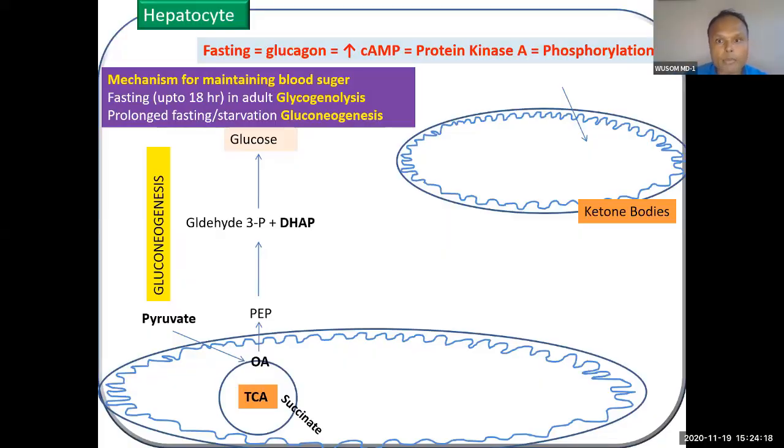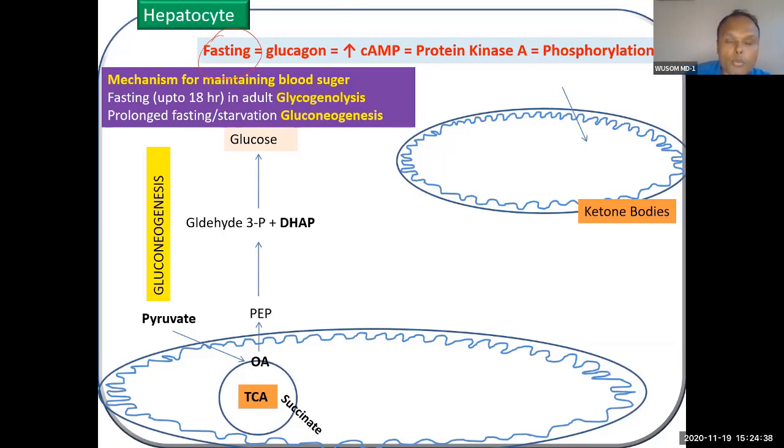What is the mechanism of this hypoketotic hypoglycemia? So let's see this. This is a hepatocyte, a hepatocyte in fasting condition. So what will happen in the hepatocyte? What type of metabolism will happen in fasting condition? Let's see this question.